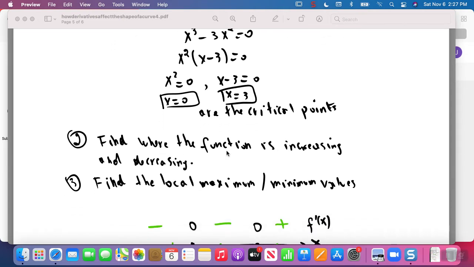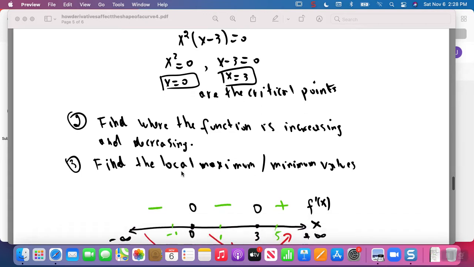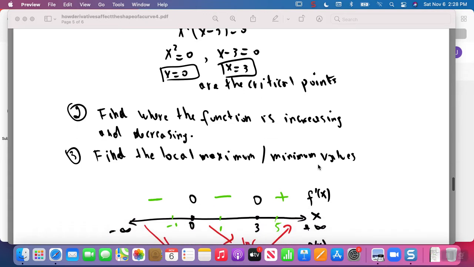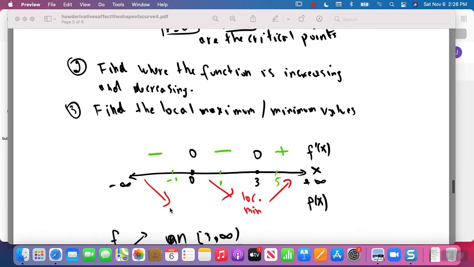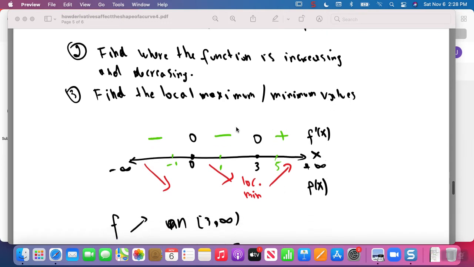Second question: find where the function is increasing and decreasing, and then find the local maximum and local minimum values. Okay, so first we have to plot the critical points on the number line. So we have 0 and 3. We plot them. Then on the top row, we put f prime of x. At the bottom row, we put the function f of x. So this is like a table. The two critical points will divide the number line into 3 sub-intervals.